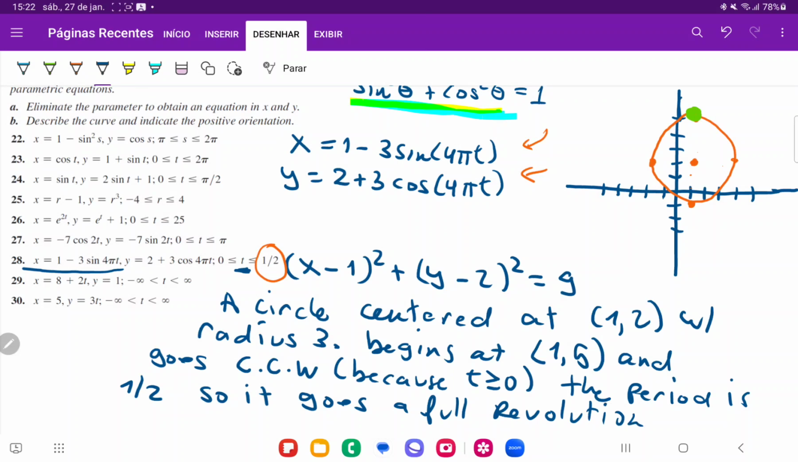So that is it. We know that we're going to begin at this point here, (1, 5), and t is always going to be positive, so it goes counterclockwise, and it goes all the way up to t equal to 1/2, but when we plug it in, 1/2 actually evaluates to 2 pi, so that means that we are going to do a full revolution counterclockwise and end back where we started. And that is it for problem 28.